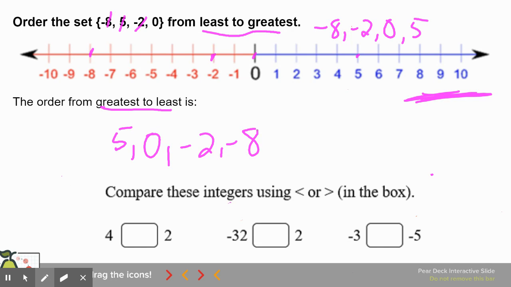Now, I'm asking you to compare these integers using less than or greater than. So you can take a moment, pause the video, and do this on your own. All right, hopefully you paused. So let's take a look.